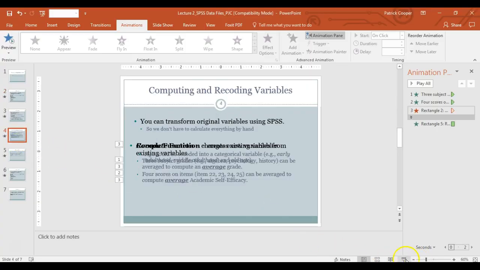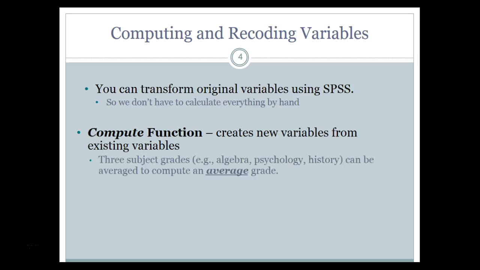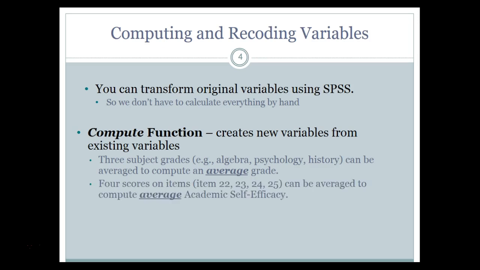So, just for your reference here, you can transform a lot of original variables in SPSS. So sometimes you'll have categorical variables and you want to make them interval or ratio variables and vice versa. So the first thing is computing. Okay, so computing new variables. We call this the compute function. It creates new variables from previously existing variables. Two examples here that I want to show you is, for instance, let's say you have your percentage grade in algebra, in psychology, and history, and you want to compute an average grade. You can do that using the compute function.